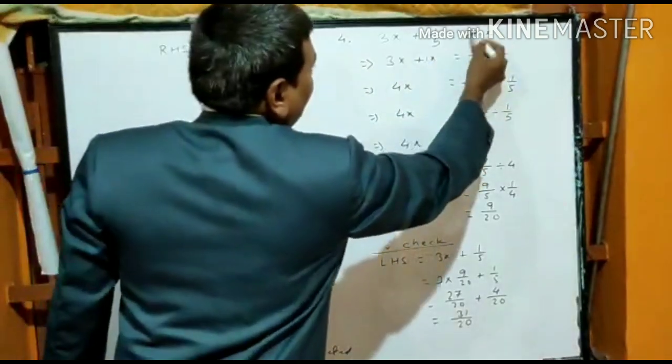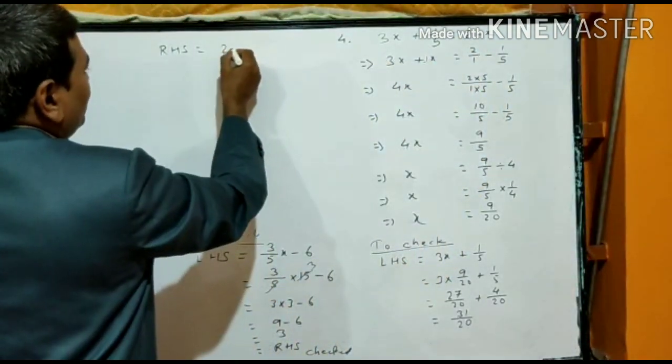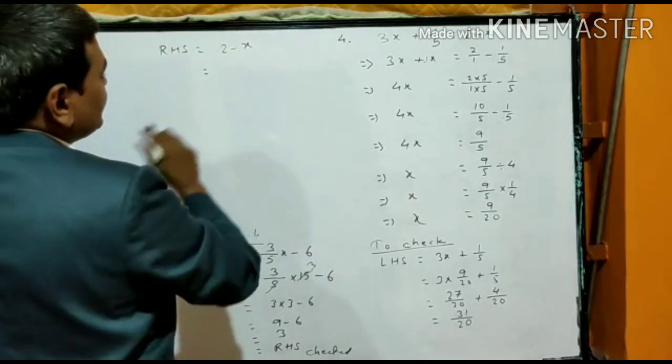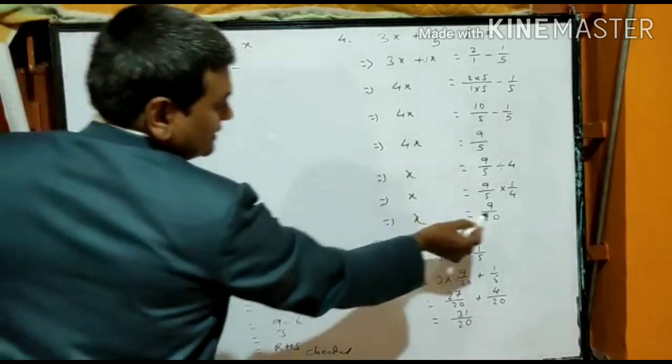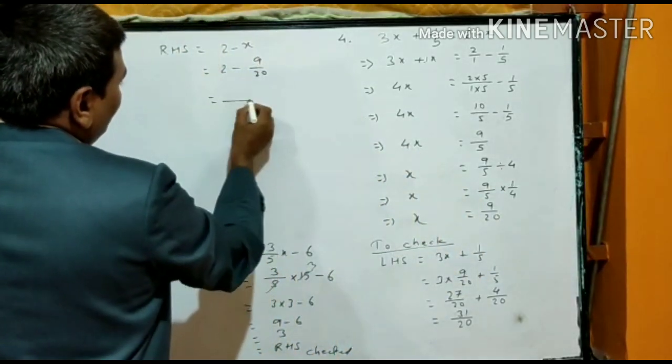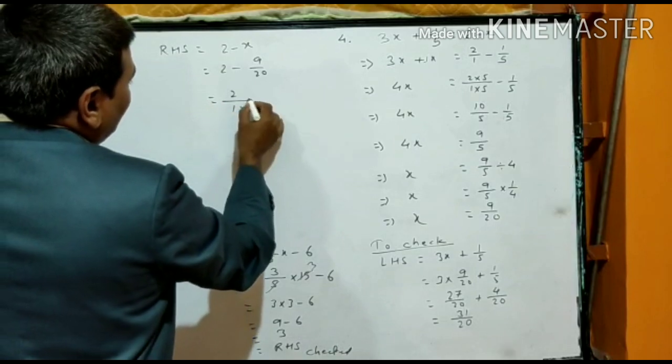In the right hand side it is 2 minus x. So right here 2 minus x. x is 9 by 20. Make the denominator the same.